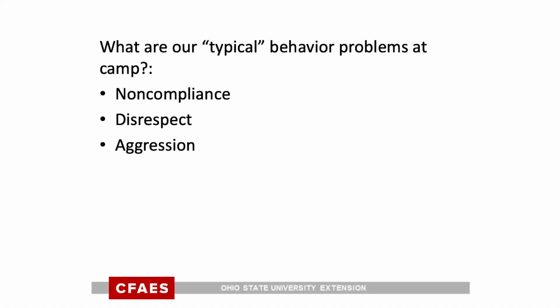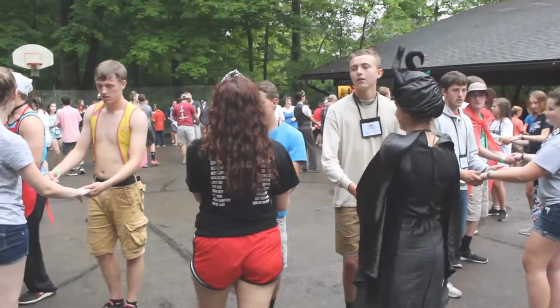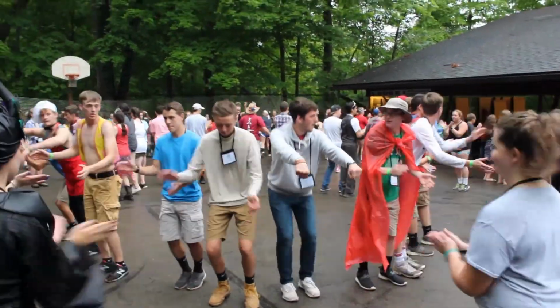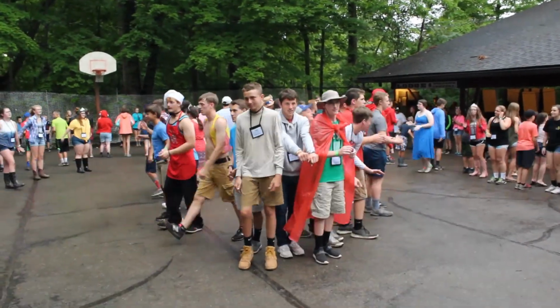What are our typical behavior problems at camp? Well, often they're not terribly complicated or difficult, but even things like non-compliance, meaning not doing what we need campers to do. Sometimes disrespect is an example of a typical kind of behavior problem we might face. Disrespect of others or maybe even of counselors. And many other behavior problems would be under the category of aggression, picking fights, bullying, or just generally being nasty to others. Let's look at 5 strategies for managing behavior.